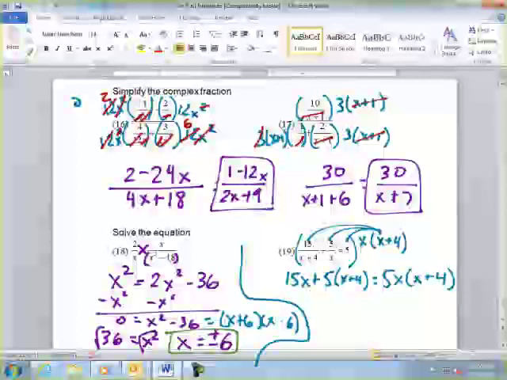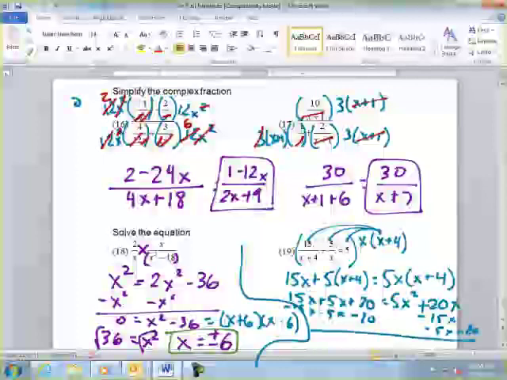So then we have some distributing to do here. You get 5x plus 20. And 5x squared plus 20x. Since I ended up with an x squared in this thing, it's quadratic, I'm going to move everything to one side. So I'm going to subtract 15x and subtract 5x. And also subtract the 20.